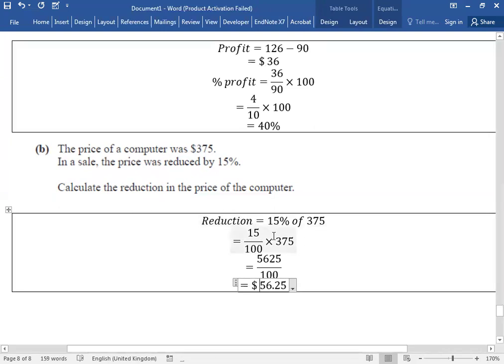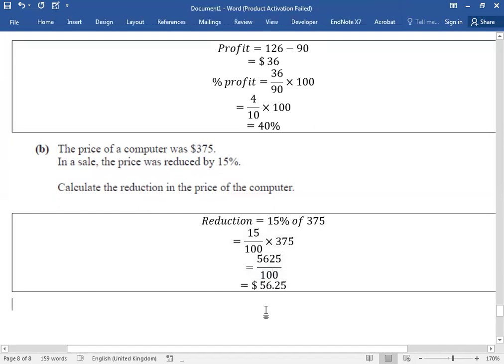multiply करो 15 into 375 कितना आया? उसको divide by 100 करो. Very good. This is your reduction. इतनी price कम हो गई है. If the question would have asked you the sale price, फिर आप directly 85% से कर सकते थे. So please read the question, what the question is asking, and then apply whatever method you want to.